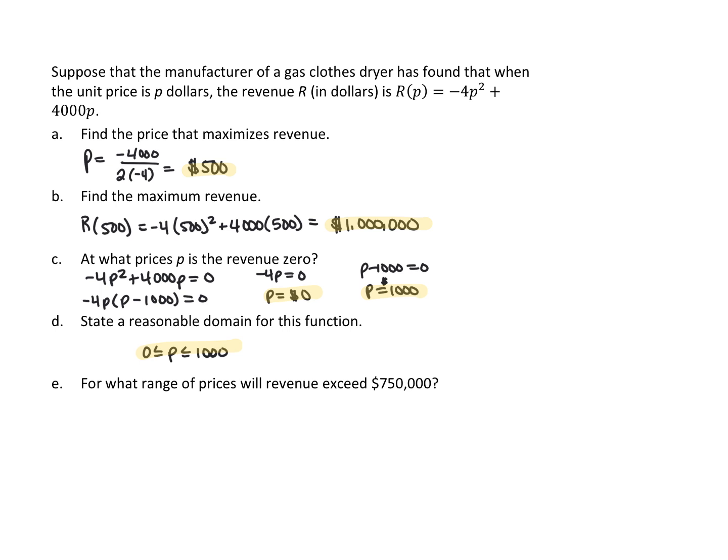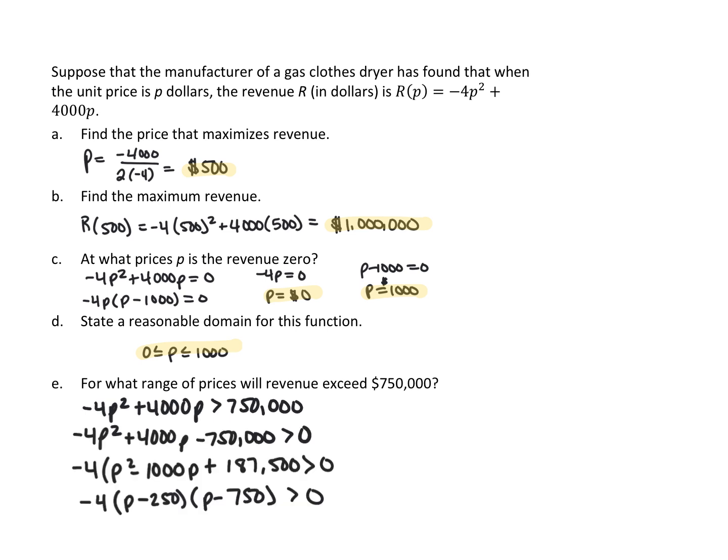So for the last one, I want to know what ranges of prices will the revenue exceed 750,000. So I'm going to set up an inequality. I have -4P² + 4,000P is greater than 750,000, and I'm going to solve this like the previous ones that we were talking about. So I moved the 750,000 over to the other side so that one side's equal to 0, and then I factored. First I factored out -4 just to make everything a little bit easier, and you get P² minus 1,000P plus 187,500. And then I factored this into -4 times (P minus 250) times (P minus 750) is greater than 0.